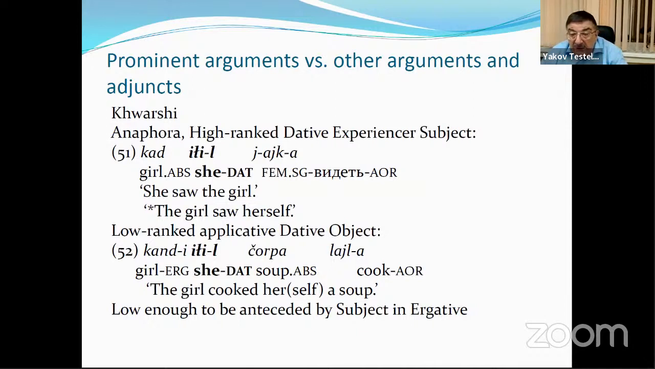But a low-ranked applicative dative object, the same case in dative, but applicative dative object, Kandi Ihil Chorpalaila, can be anteceded by the subject, like in 52. The girl cooked her a soup, which may also mean the girl cooked herself a soup. So the usual pronominal can be anteceded by the girl because the applicative dative object is low. It does not belong to the privileged group. Low enough to be anteceded by the subject and active.